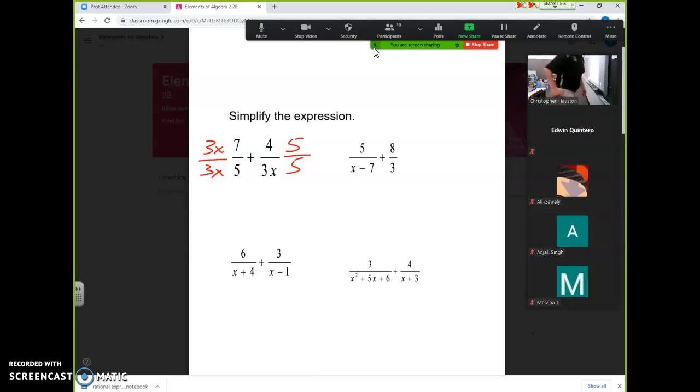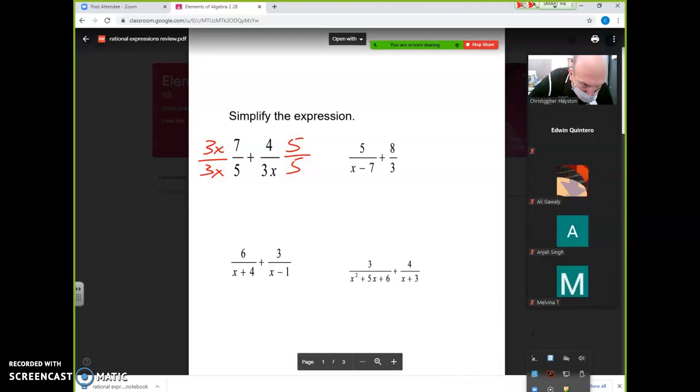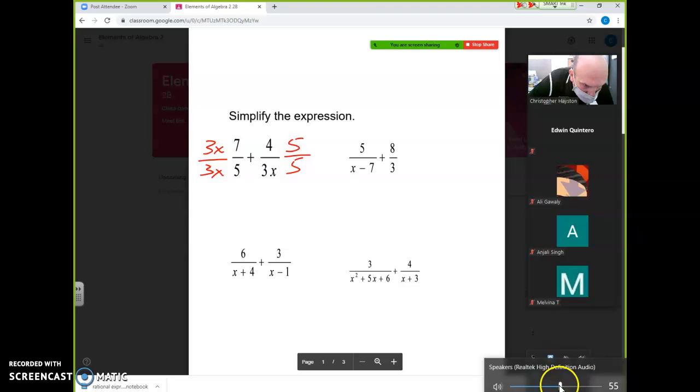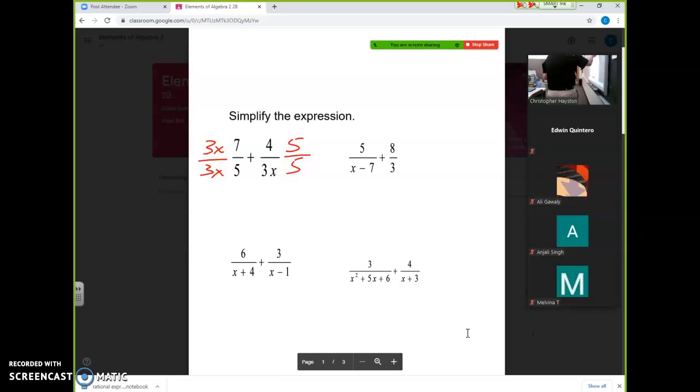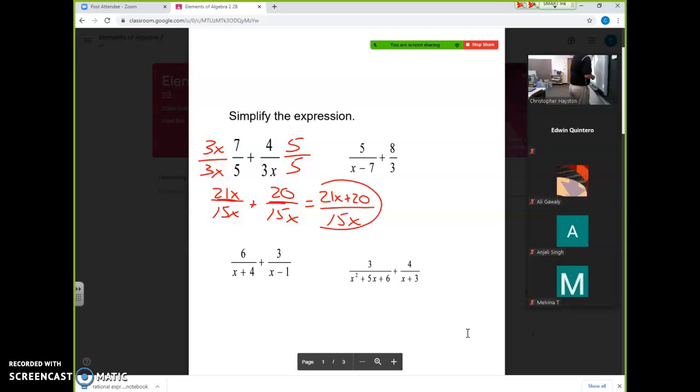Okay? Now, when I do that, that should automatically create the common denominator of 15x on the bottom. On the top, I'm left with 21x and 20. So my final answer here is going to be 21x plus 20 over 15x. And that's my answer.